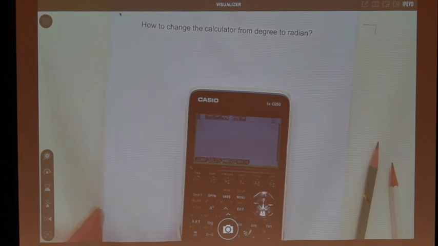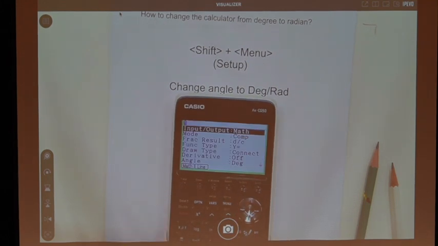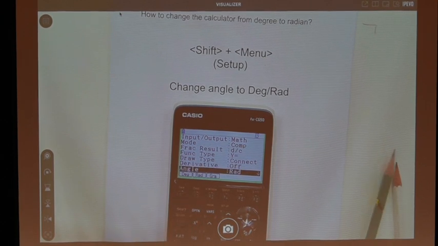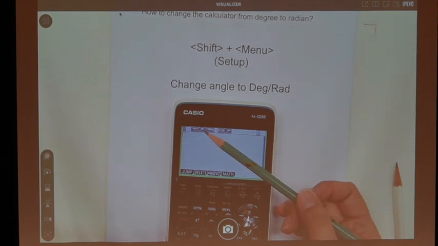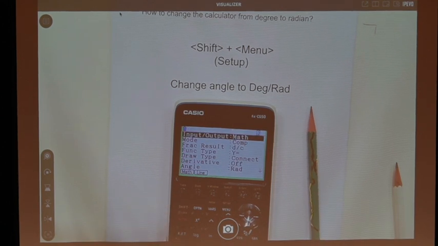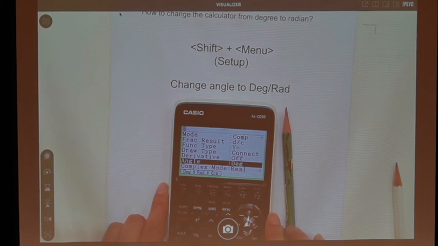You will need to go into setup, which is shift menu, go to setup. Then move down to angle, and then you change it to radian or degree as you need. Once you change it, make sure you press EXE to lock that in, and the symbol here will change. Shift menu, and then you can change it back to degree, depending on what your question is asking for.